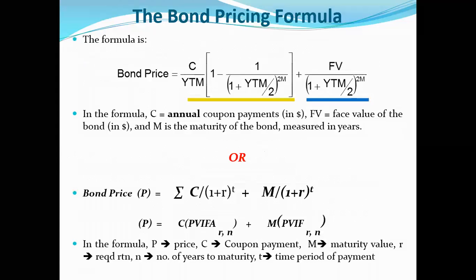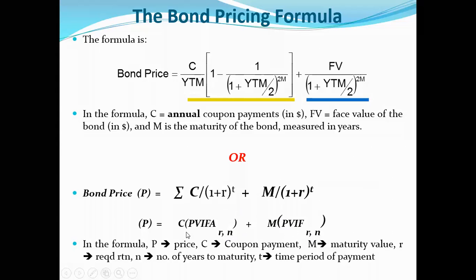Please understand, I'm repeating it once again. This is a formula that I'm going to use constantly hereafter. P is equal to C into bracket present value interest factor annuity (R, n) plus M into bracket present value interest factor (R, n).